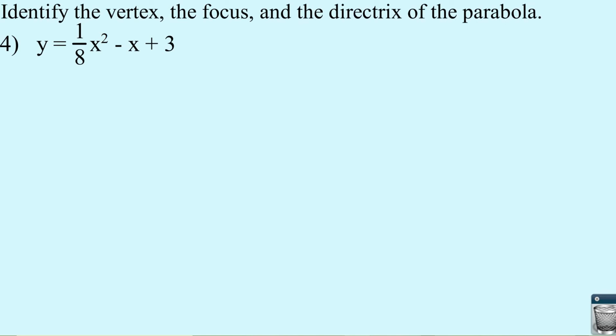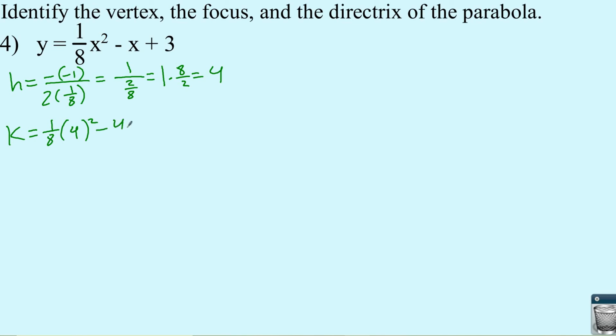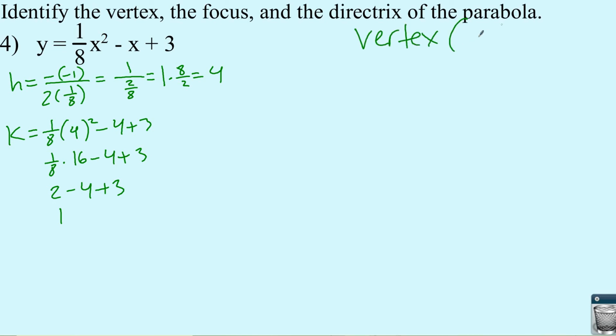Okay, let's try another one. So, start with the vertex. Do your h. We're going to do -b all over 2a. So we get 1/2 divided by 1/8. Keep change flip, 1/2 times 8. Division changes to multiplication, fraction flips, so you get 4. So our k value, we just got to plug that in. Okay, so now we get 2 minus 4 plus 3. So -2 plus 3 is 1. So our vertex is at (4, 1).